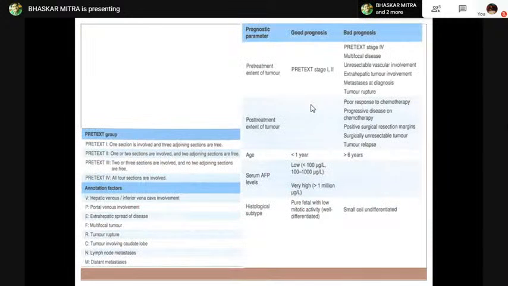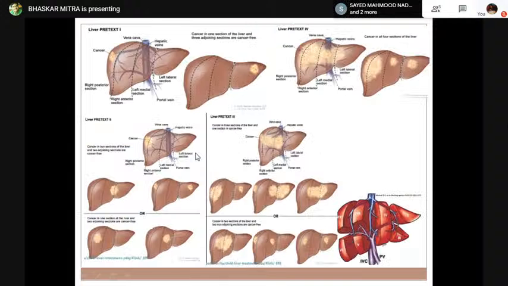Now in hepatoblastomas, one important thing I would like to mention is regarding its prognosis. There is the pretreatment extent of tumor, which is one important thing that WHO mentions. It says how much the tumor involves and what the extra annotation factors are that help to make the prognosis of these hepatoblastoma cases. Whether one section is involved and the 3 adjoining sections are free, 1 or 2 sections are involved, 2 adjoining sections are free, 2 to 3 sections involved but no 2 sections are free, a bit confusing. This picture will help.